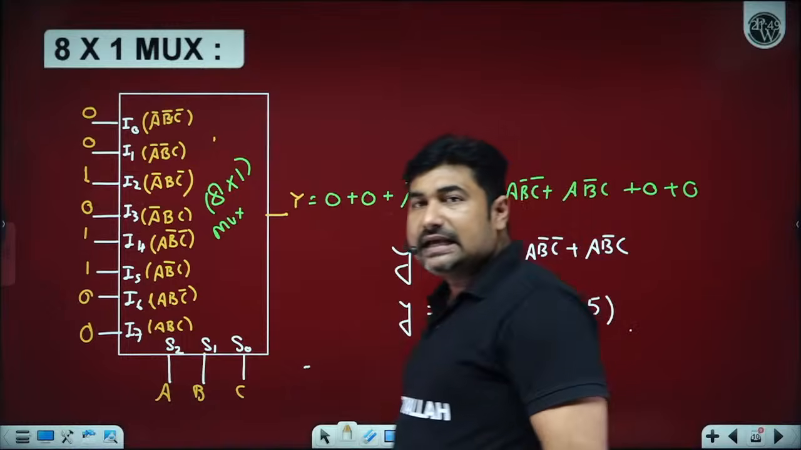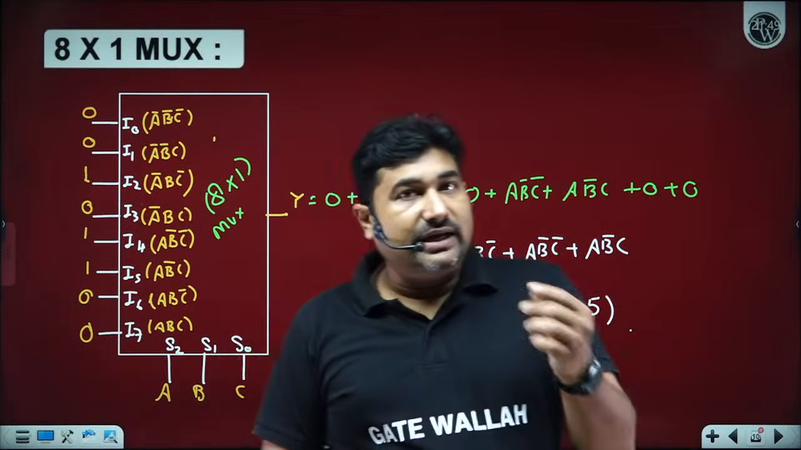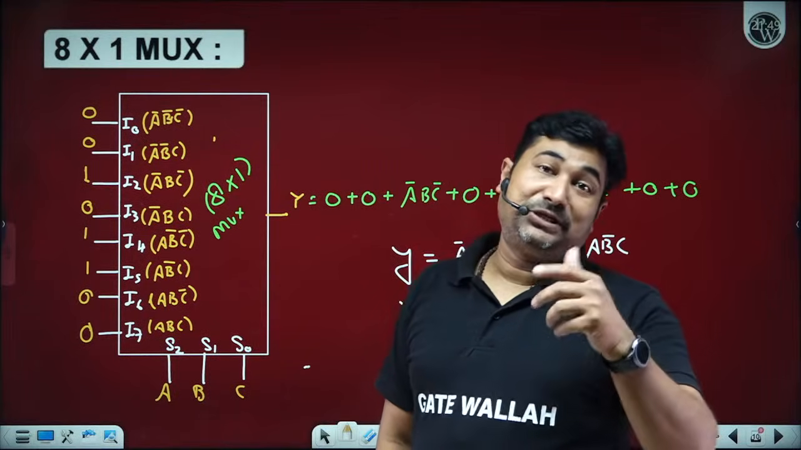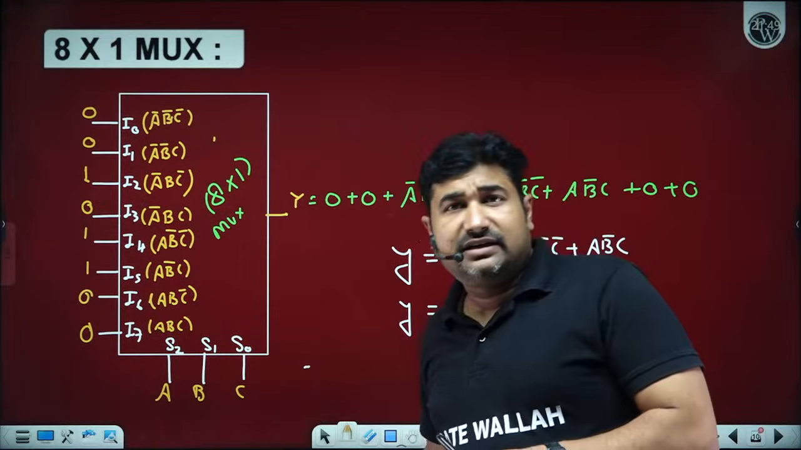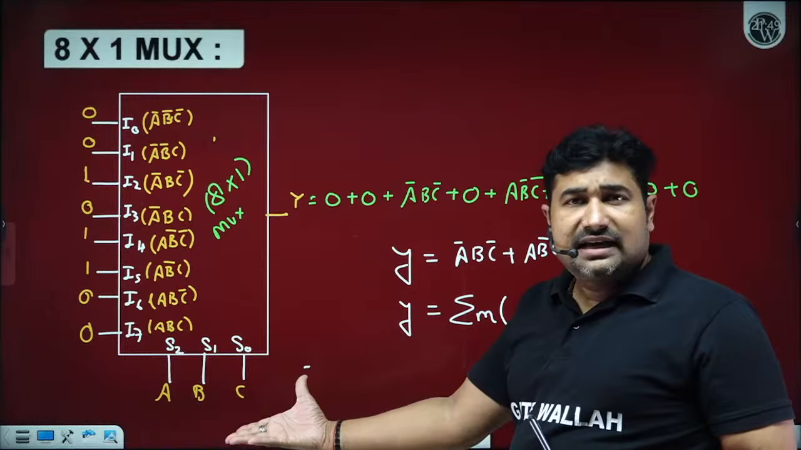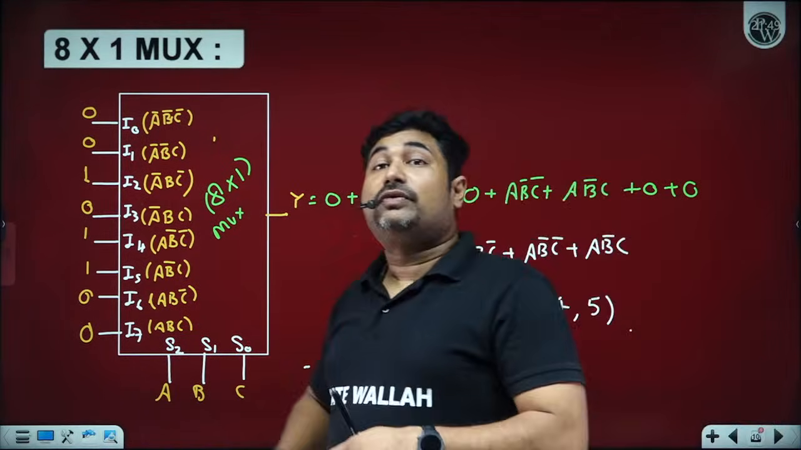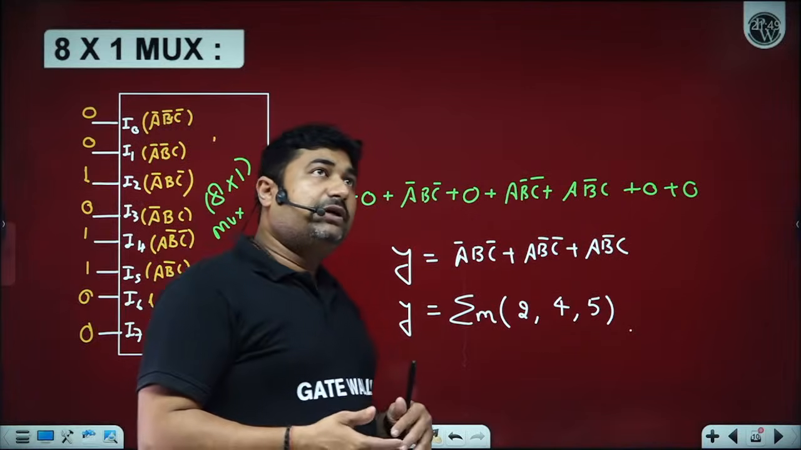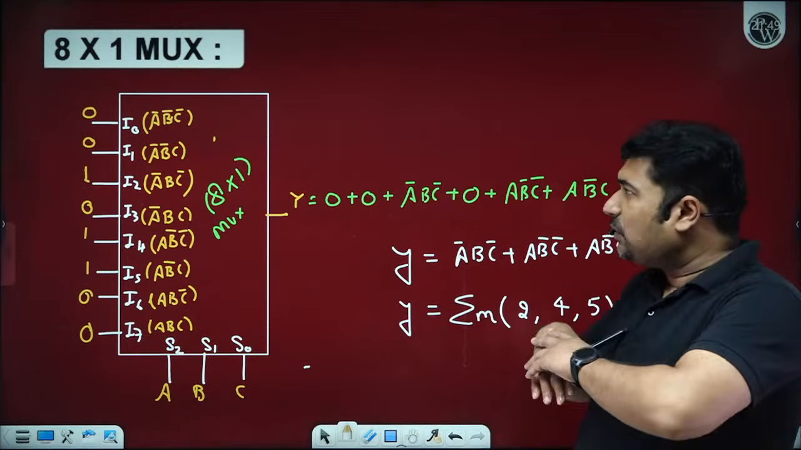Okay, so can you design a 16 cross 1? Yes, we can design 16 cross 1. Can you design a 32 cross 1 multiplexer? Yes, sir, I can see the 32 cross 1 multiplexer internal circuitry as well. 32 AND gates are there. 5 select lines are there. We know we can design 128 cross 1, 256 cross 1, 512 cross 1, 1024 cross 1. So yes, sir, we can now design any size.